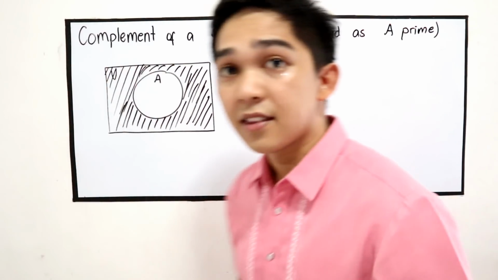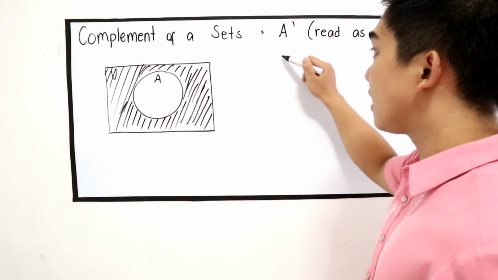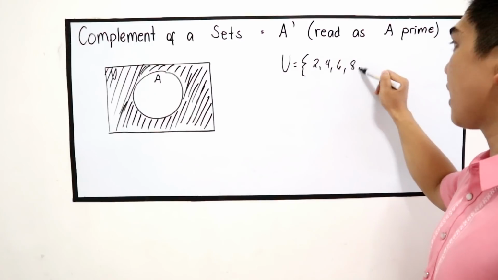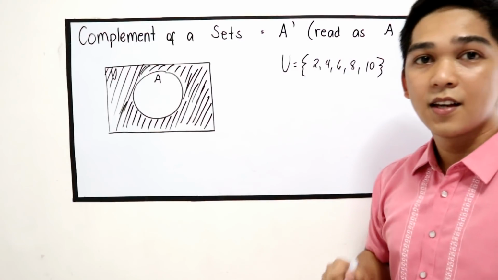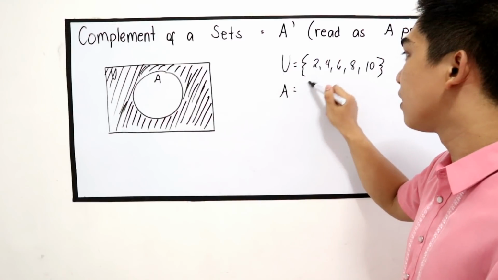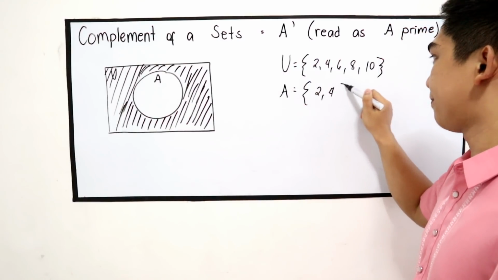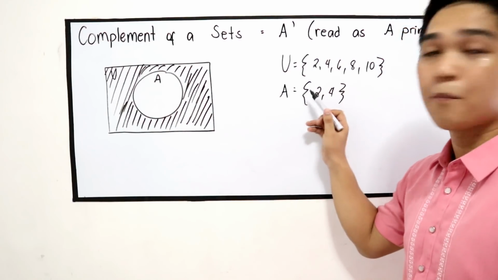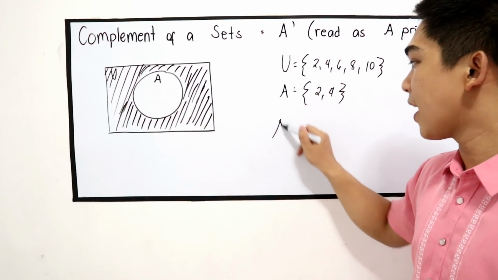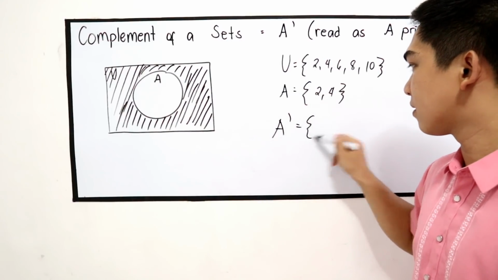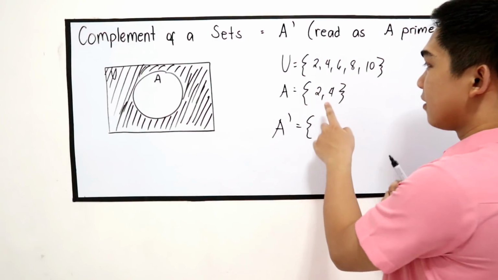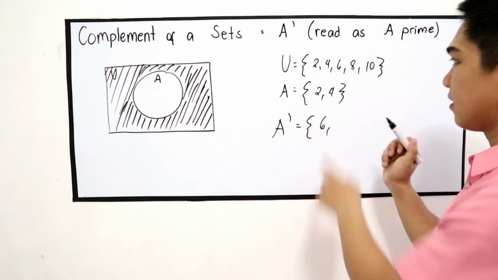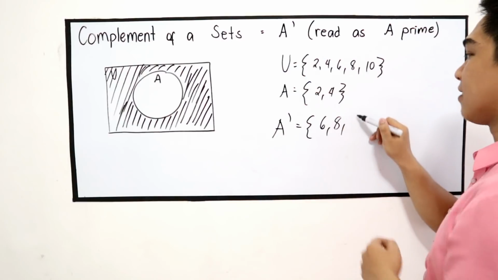To further understand, let's have another example. Let's say the universal set is 2, 4, 6, 8, 10, and set A is 2, 4. We can immediately find the complement of A. So A prime is the elements that are not contained in set A: 6, 8, and 10.